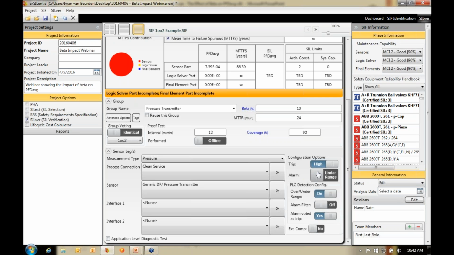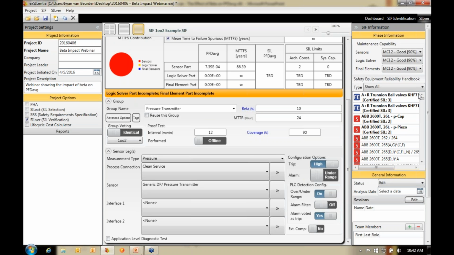It probably makes sense to go through the estimator a couple of times for different scenarios and just come up with default beta factors that you want to use on a project. But that estimator is available for all sensor groups. It's available for all final element groups.